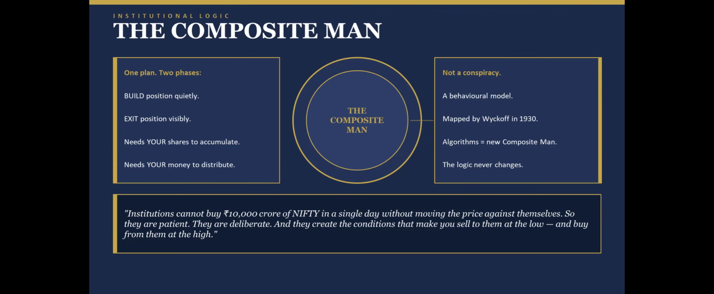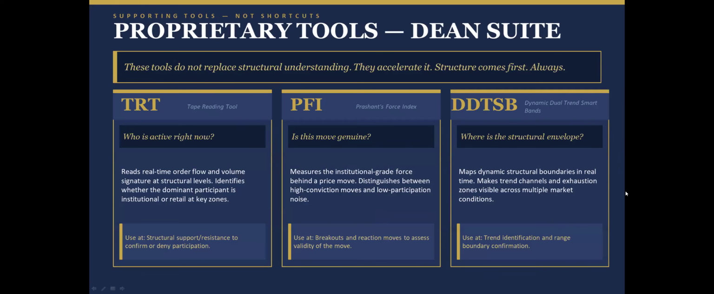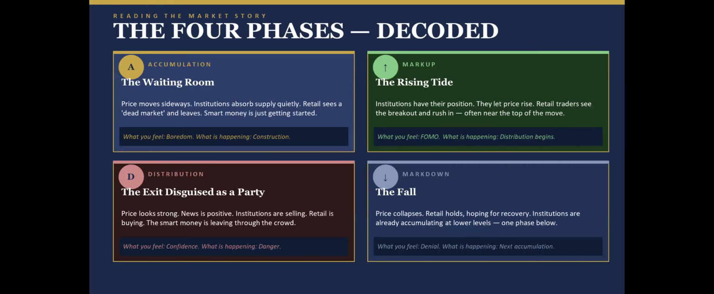And then they will make you sell in the fall, and they will make you buy high at the breakout. You will buy from them at breakout levels at higher prices. Okay, so this is how the composite man works. So these are the four phases, which are accumulation, markup, distribution, and markdown.